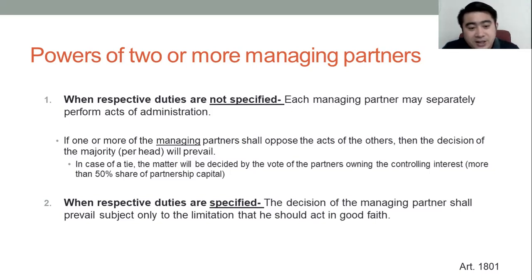So what if when respective duties are specified? When respective duties are specified, the decision of the managing partner shall prevail subject only to the limitation that he should act in good faith, no? Kapag ginawa naman talaga ng managing partner yung trabaho niya, it will prevail. Let's say klaro yung roles ng bawat managing partner. Kapag yun ang decision niya, yun ang masusunod, no? Kapag specified yung mga pwede na gawin. Pero dapat in good faith yun.